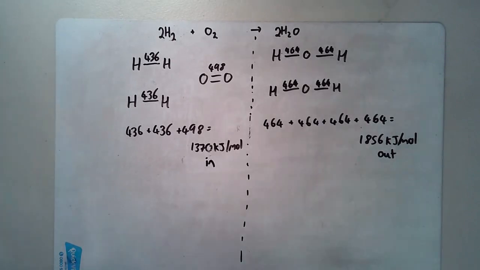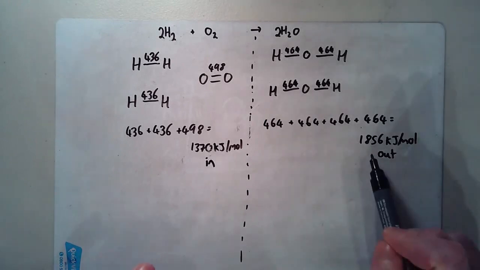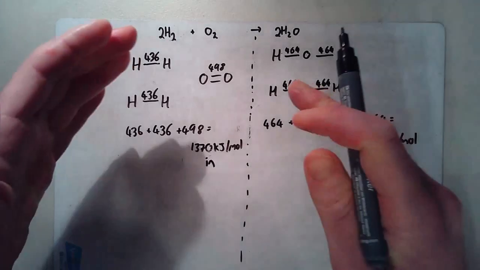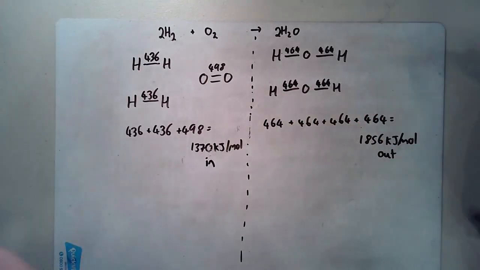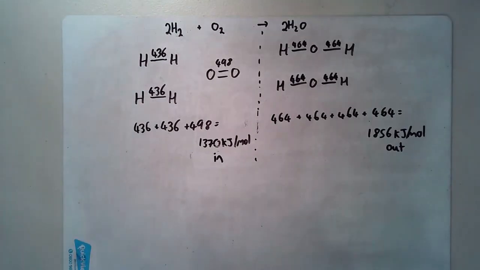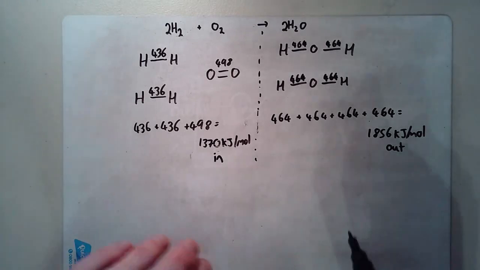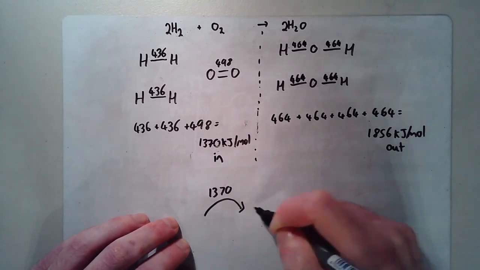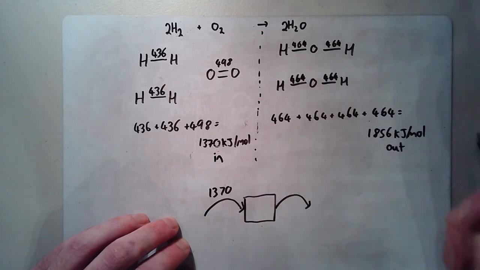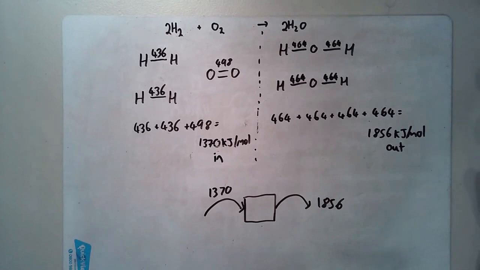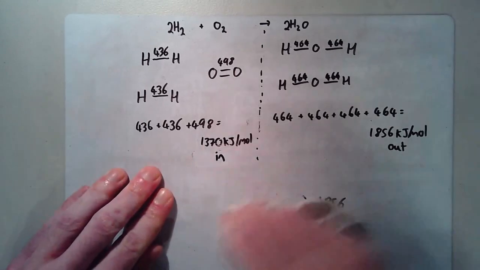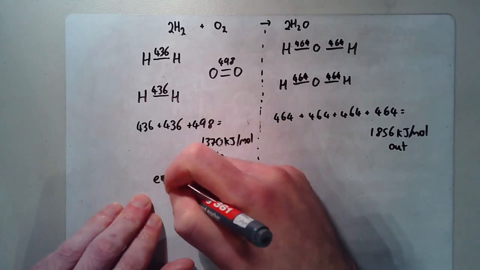Now I can already tell just by looking at that number that this is going to be exothermic, because look, this number is bigger than this number. 1,856 is bigger than 1,370. So if I have to put 1,370 in and I get 1,856 out, obviously it's going to be exothermic. All right, so those are my figures. 1,370, 1,856. What that means is that I've had to put 1,370 in, if you imagine my reaction is like a box, and I get 1,856 out, which means overall I'm getting out more energy than I put in. That means this reaction has to be exothermic.